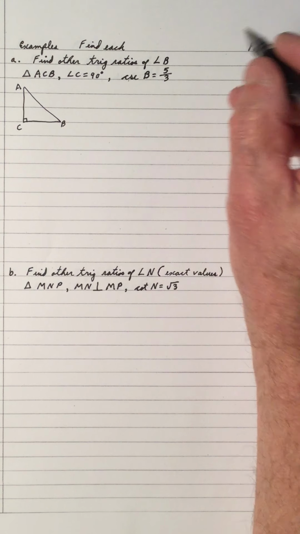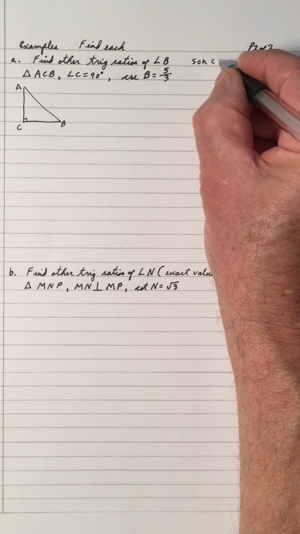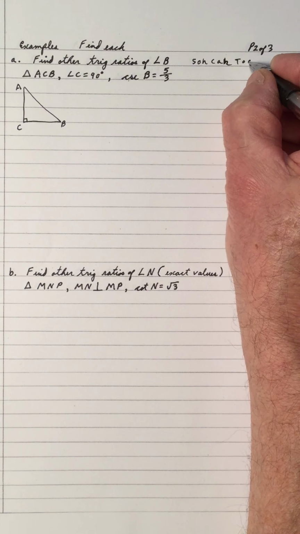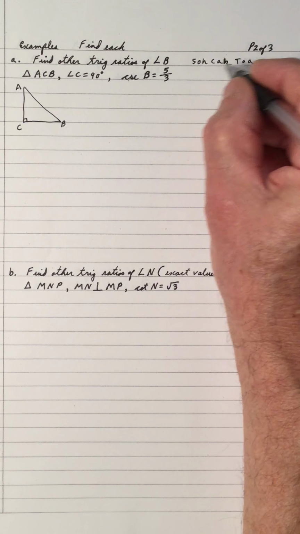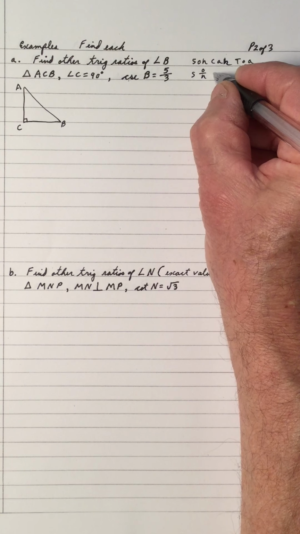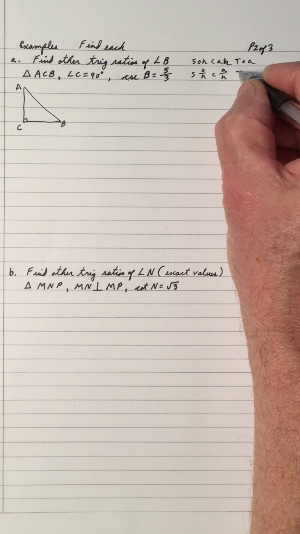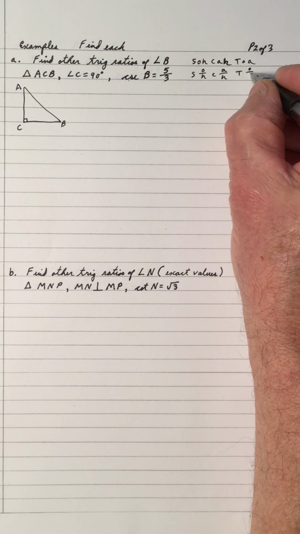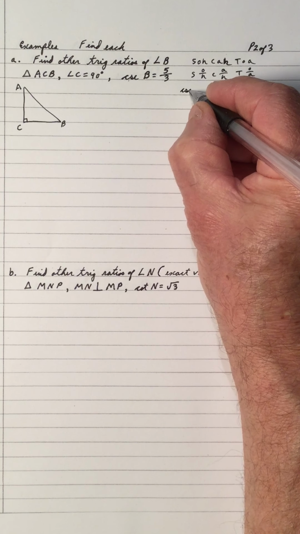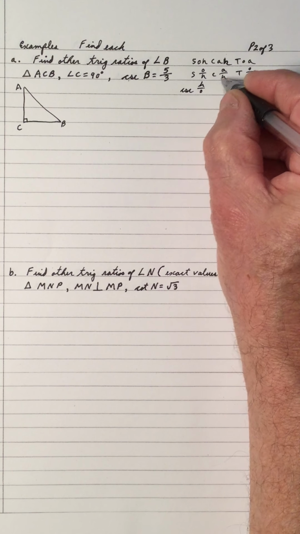And before we start this, SOH CAH TOA. It defines sine as opposite over hypotenuse, cos as adjacent over hypotenuse, and tan as opposite over adjacent. And the reciprocal ratio of sine is cosecant, which is hypotenuse over opposite.